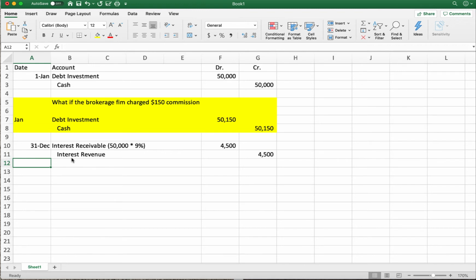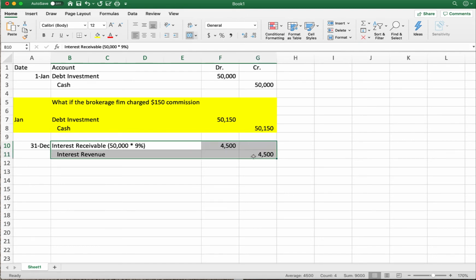Now, notice the amount that we use to calculate interest. We use the face amount of the bonds, right? Let's go back to the assumption that our brokerage firm charged us the $150 commission, okay? So the total investment that we have in this debt investment is $50,150. When I do the journal entry to accrue interest, it's going to be the same, okay? Meaning it's going to be the same journal entry.